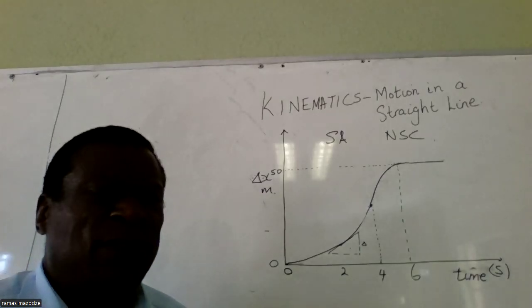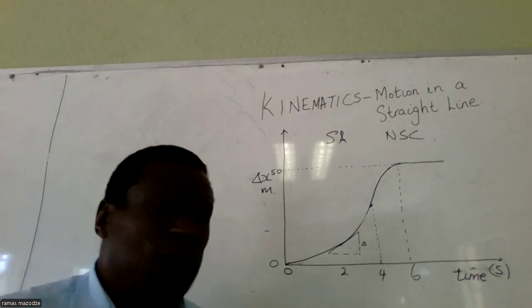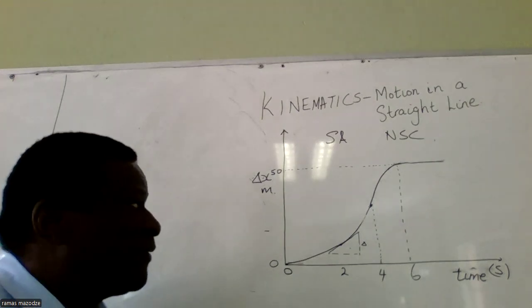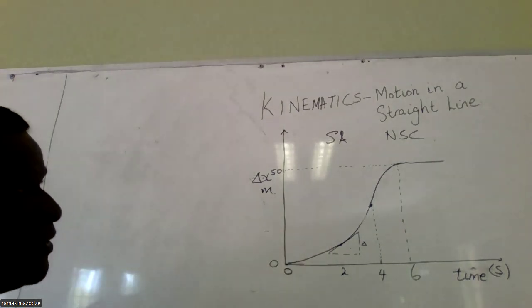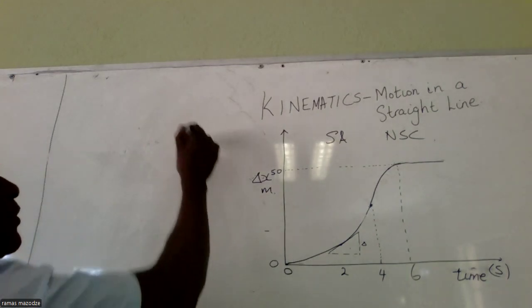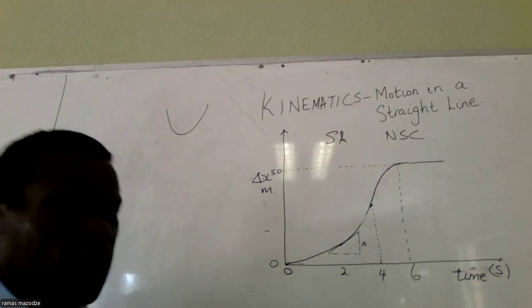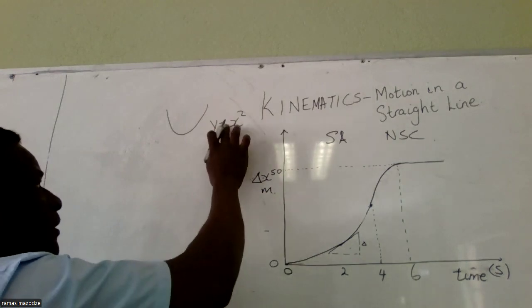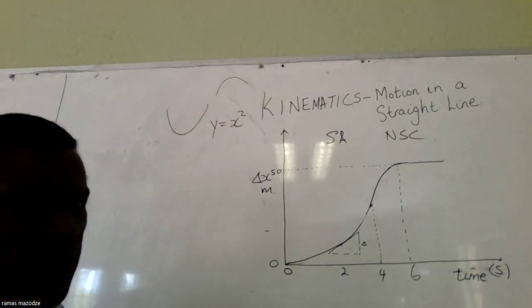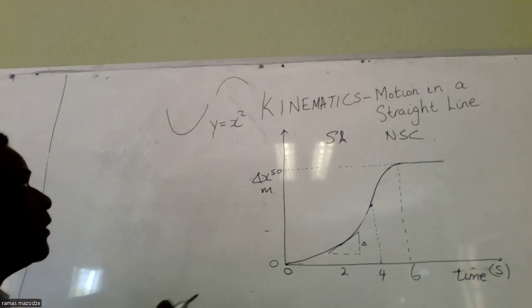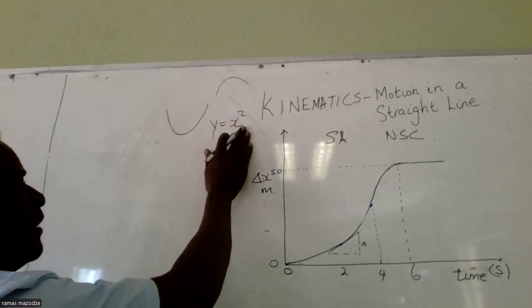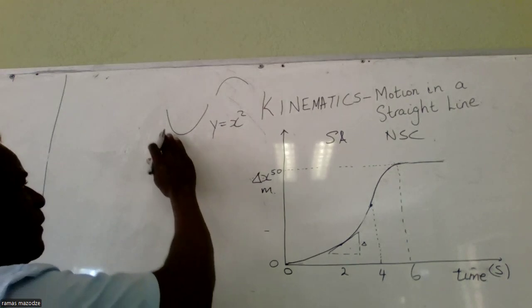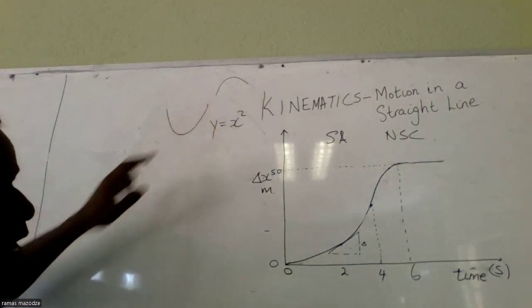Before I look at the questions, to understand displacement time graphs better, it is always best to apply the knowledge that we have in calculus to understand how these graphs come about. For example, in mathematics a curve like that, a happy curve, is y equals x squared. If it's unhappy, y equals minus x squared. So if you differentiate this, you should get a straight line graph.